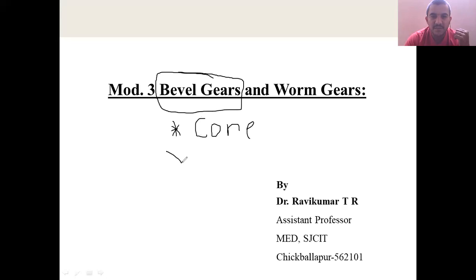And the second one: the teeth are formed on cone surfaces. Second, the mechanical motion and mechanical power can be transmitted between two shafts when the two shafts are intersecting.